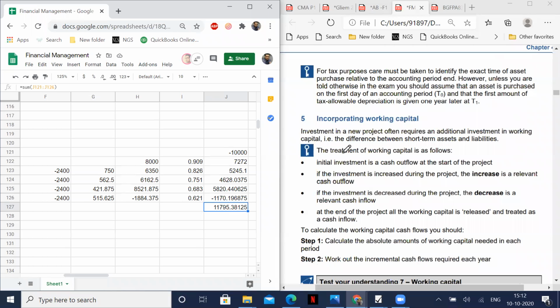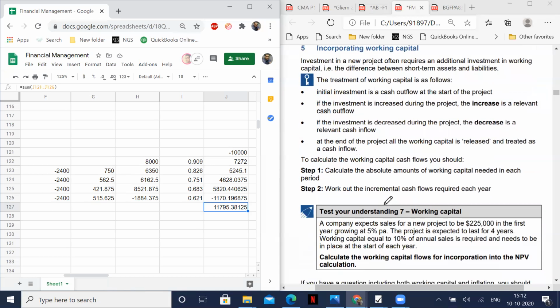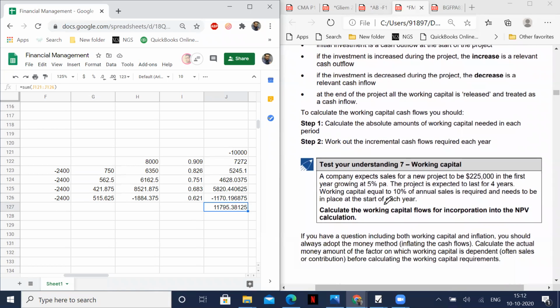Now if you are having working capital in hand for it, that will ease on doing that, meaning it will be more helpful for you in doing your business. For example, look here, if an investment increases during the project, it increases the relevant cash outflow. The investment decrease in the project decreases relevant cash inflow. Now here see that for that particular project itself you add working capital, and after the project is done, you take that working capital out.